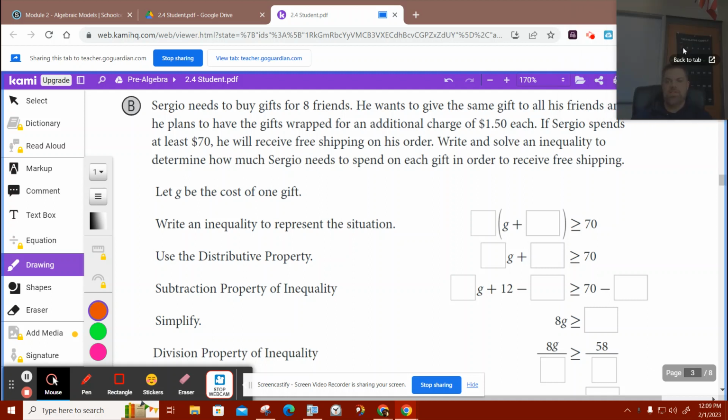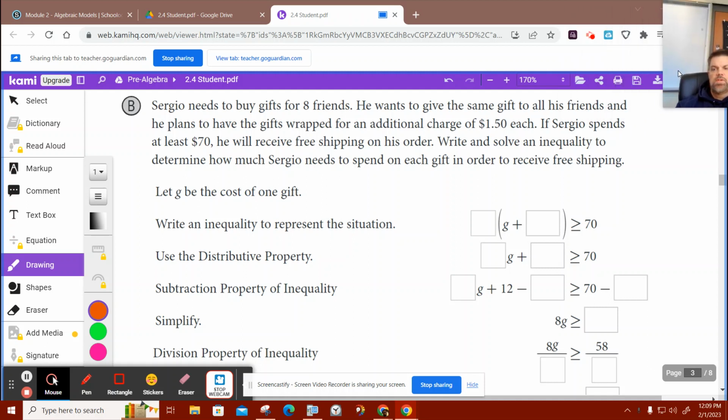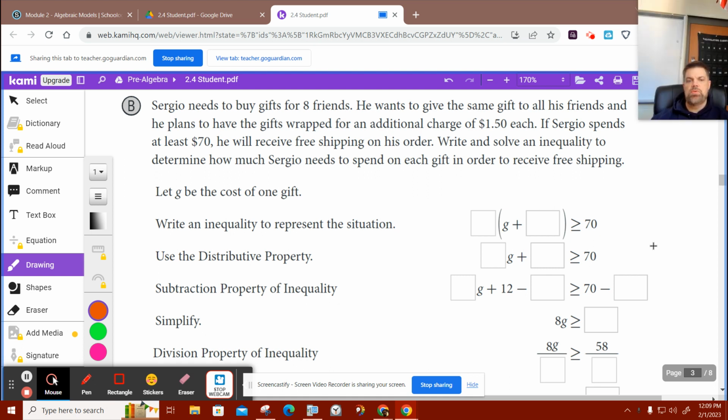So, anyways, it says Sergio needs to buy gifts for 8 friends. He wants to give the same gift to all of his friends, and he plans to have the gifts wrapped for an additional $1.50. So I'm going to start underlining some things. 8 friends, $1.50 to wrap the gift.